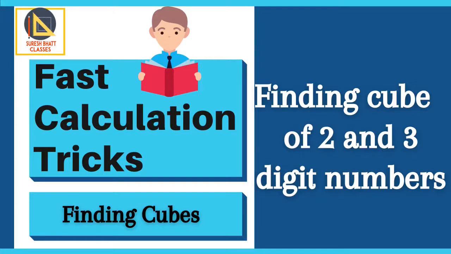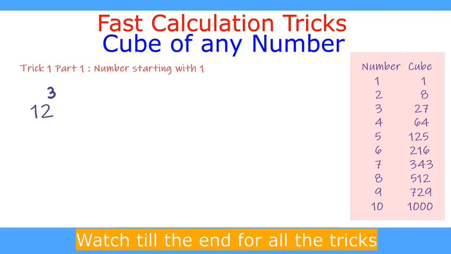In the series of fast calculation tricks, we are going to learn finding the cube of 2 and 3 digit numbers. In my first video of fast calculation tricks, I had advised to memorize the cubes of the numbers from 1 to 10, and I am revising it here.